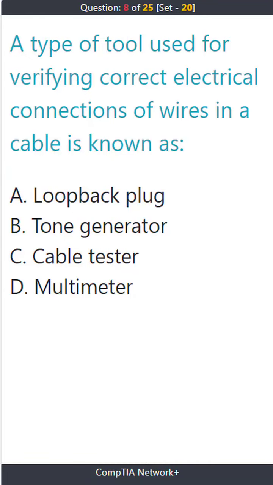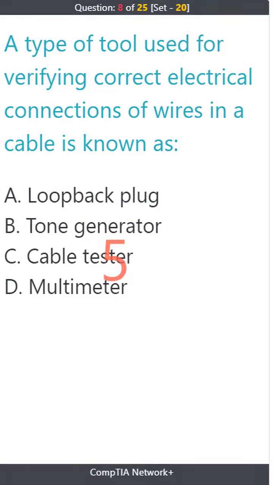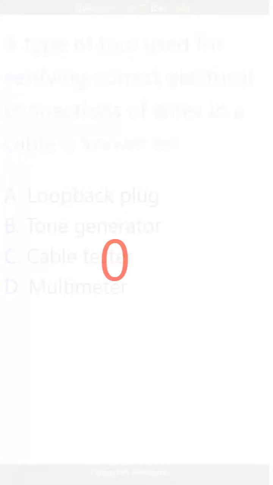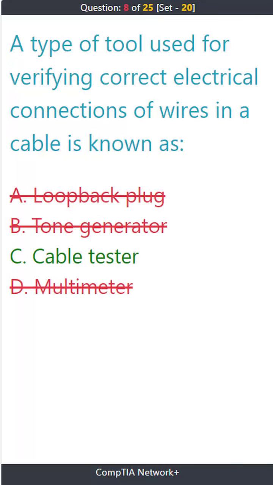Question 8. A type of tool used for verifying correct electrical connections of wires in a cable is known as A. Loopback plug. B. Tone generator. C. Cable tester. D. Multimeter. The correct answer is C. Cable tester.